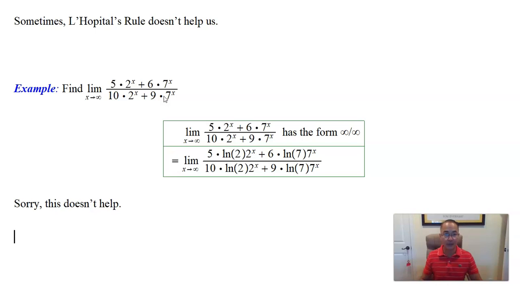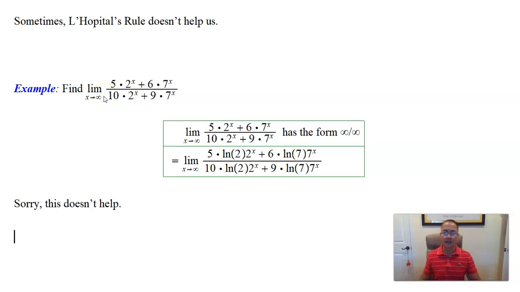But what about the other choice? What if we multiply and divide by 7 to the x instead? So this will go away, but we will have 2 over 7 to the x. Aha! 2 over 7 is now smaller than 1, between 0 and 1.